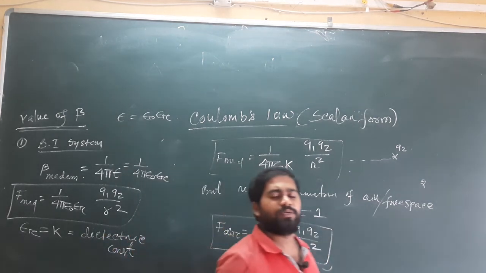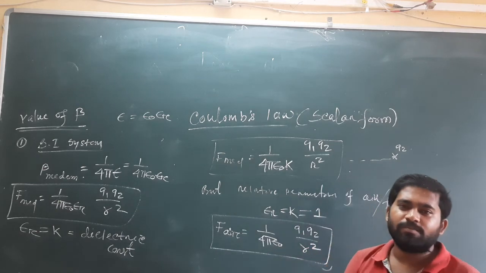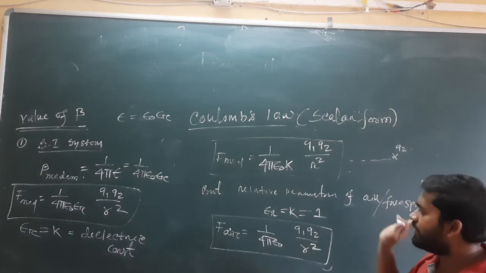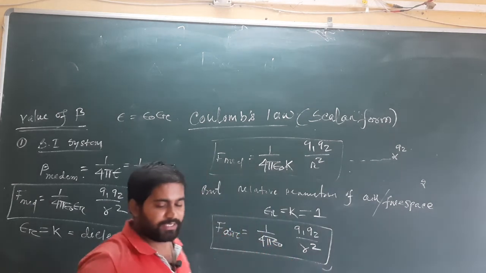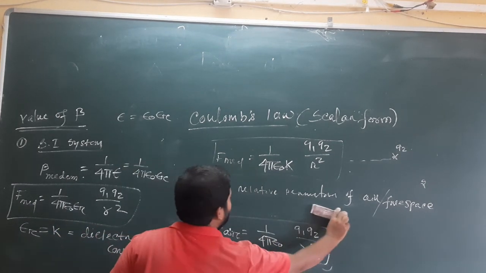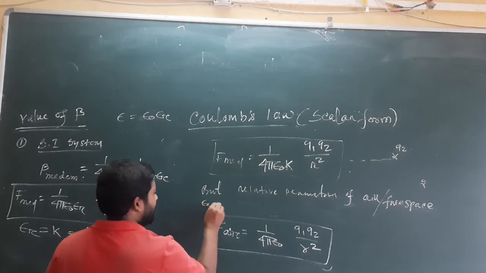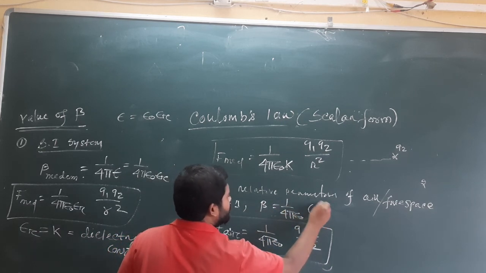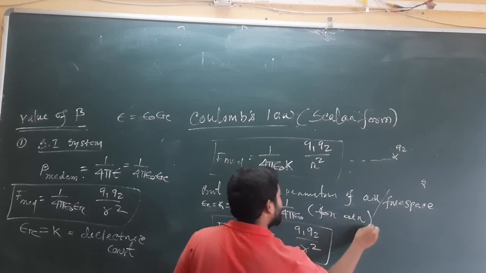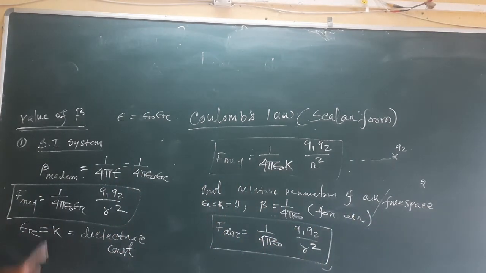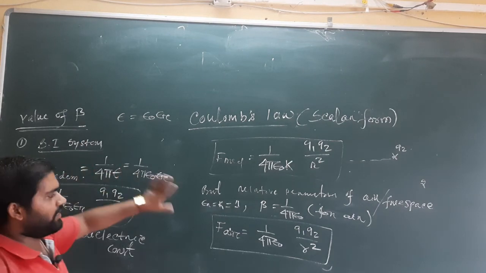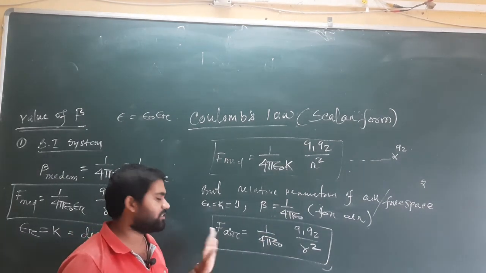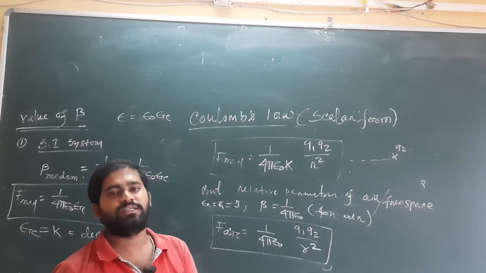So that is the force between two charged particles when the medium between them is air: 1 by 4 pi epsilon naught q1 q2 by r square. Because for the air medium, epsilon r equals k equals 1, then beta will be 1 by 4 pi epsilon 0, and that is for air. So for air beta equals 1 by 4 pi epsilon 0, and for a medium it is 1 by 4 pi epsilon. That's why force in air equals 1 by 4 pi epsilon 0 q1 q2 by r square, the Coulomb force between the two charges when the medium between them is air.